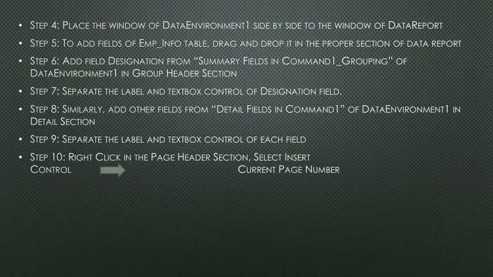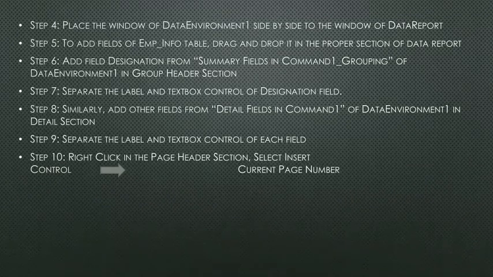Step 4 is to place the window of data environment 1 side by side with the window of data report. Fifth step is to add the fields of the EMP info table, drag and drop them to the proper section of the data report. Sixth step is to add the field designation from the summary field in command 1 grouping of data environment 1 in the group header section. Seventh step is to separate the label and text box control of the designation field.